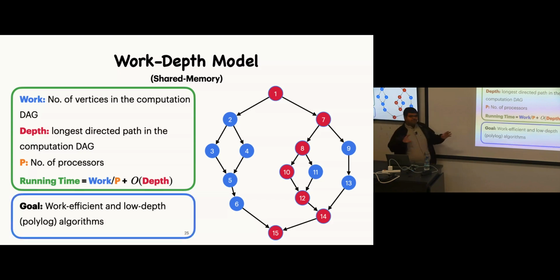Given this viewpoint, our goal is typically to design what is known as a work-efficient algorithm, where you want the work of your parallel algorithm to be asymptotically equivalent to the work of the best known sequential algorithm. And you want the algorithm to have low depth, typically something like polylog in the input size. And so that's the model.